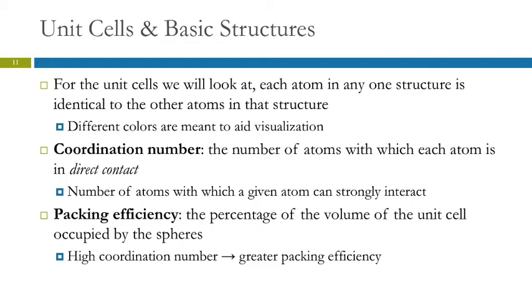Some of the pictures are going to have different colors. Those different colors do not represent different kinds of atoms. They're just to aid the visualization. So we look at a coordination number. The coordination number is the number of atoms with which each atom is in direct contact. Direct contact is important because that's the strong interaction between atoms. We also look at the packing efficiency. How much of the volume is actually occupied by the particles themselves? If you have a high coordination number, you'll have a greater packing efficiency.